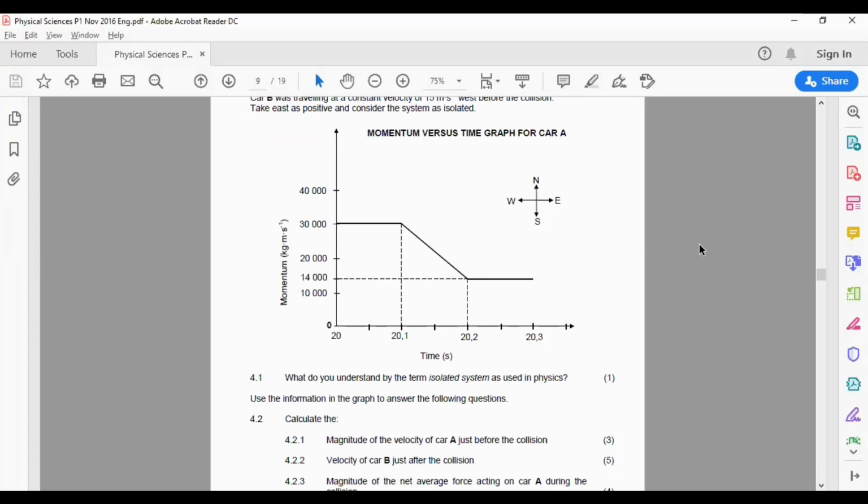The other option that you can also give is a system where the net force, or resultant force, is equal to 0. That's another definition or another answer that you can give for 4.1, but my most go-to answer is where there are no external forces acting on the system.